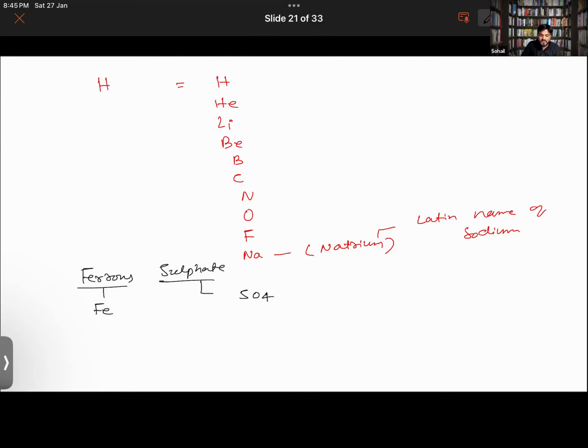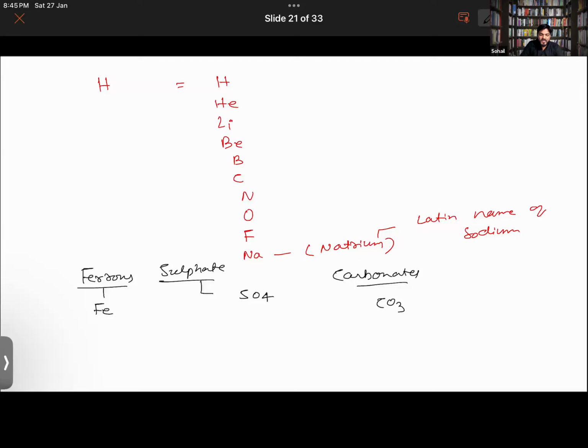Now sulfate you need to know, like in class 9 you will be understanding sulfates and carbonates. Carbonates are CO3. Certain things you will be studying in class 9, and that will give you a better picture of what we mean by sulfate and carbonate. I hope you are understanding it, right?